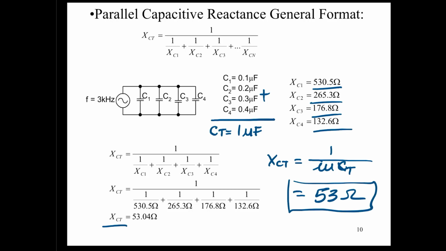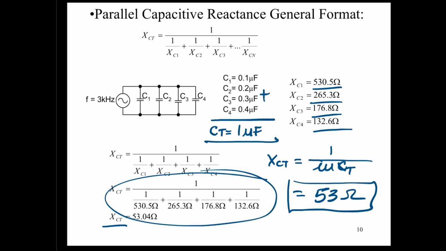So there's a couple of different approaches there, one of them being to determine the XC values individually and then using this equation, or the one that I just indicated where you can determine the CT value or total capacitance and use it in the reactance equation with omega to give you a result. Just make sure you're paying attention to frequency.